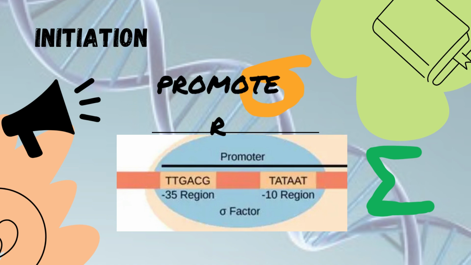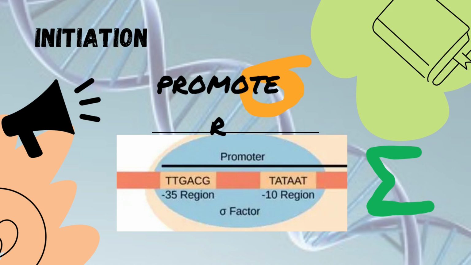Once it recognizes the promoter region, it attaches itself to the negative 35 sequence. And once attached there, the whole core enzyme comes looking for the sigma subunit, and it attaches the sigma subunit back to the enzyme, and hence the enzyme now knows where it needs to start the recognition from.